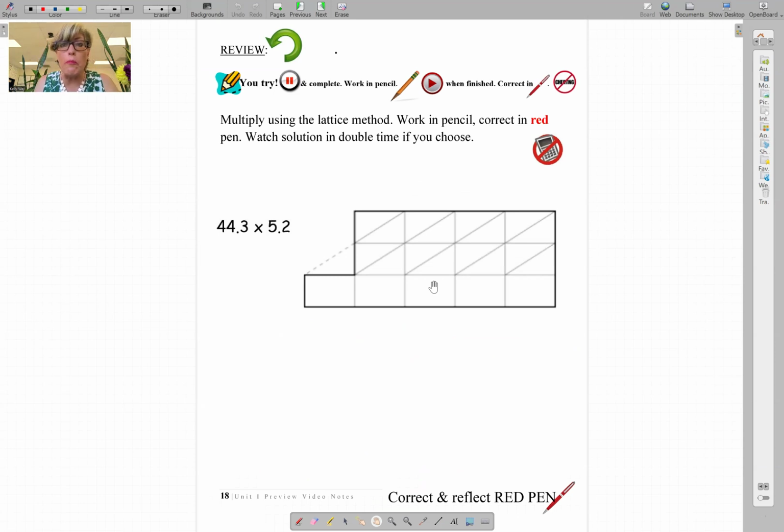All right, students, welcome back. Hopefully you did this on your own. You now have your red pen, and you may turn it to double time. You may correct in double time since you're just correcting. Star smiley if you're correct. And if you're not correct, I expect a note on how to do it differently next time.